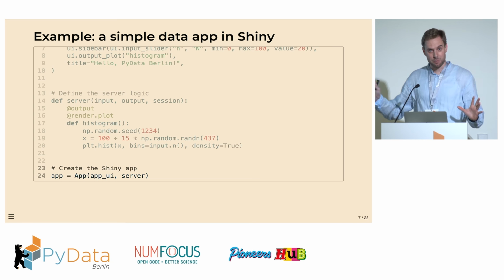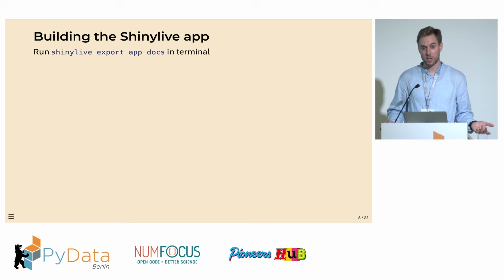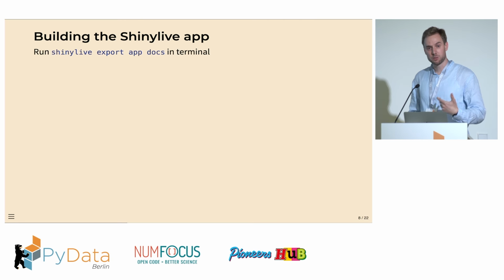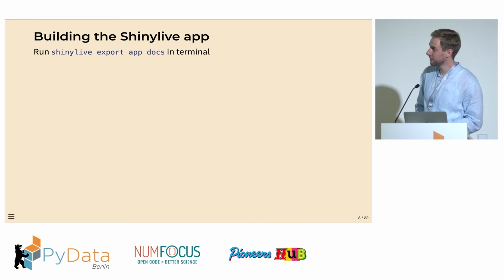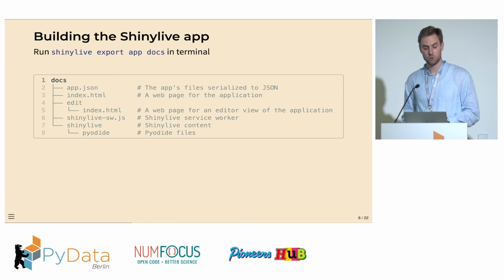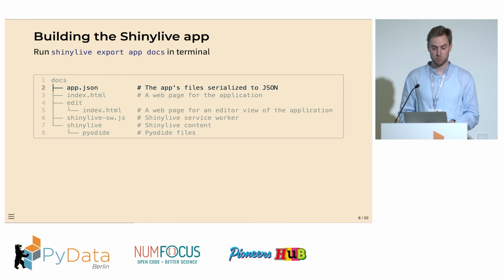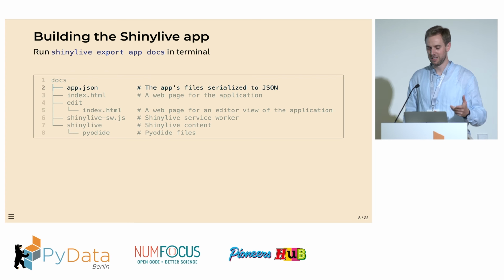So this is a Shiny app, right? So what you define in the Python code, what should happen. What does Shinylive do? Shinylive exports this app to something that can be executed using WebAssembly. So if you run Shinylive export app to a docs folder in the terminal, what you will get are a couple of files. So in the docs folder, you will get an app.json. So that's basically the logic of the app. The whole app serialized to a JSON. So we will look at this again later.